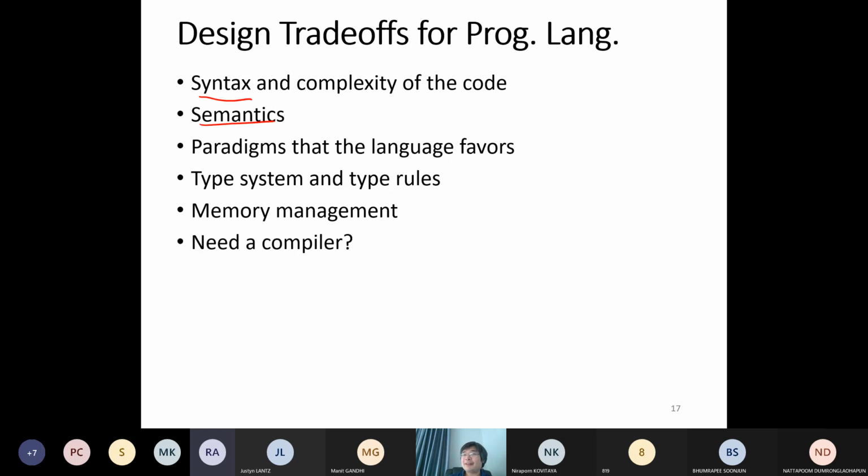Some languages don't even need a compiler. Python is more like an interpreted language where you type in one line, and you can actually just run that one line.